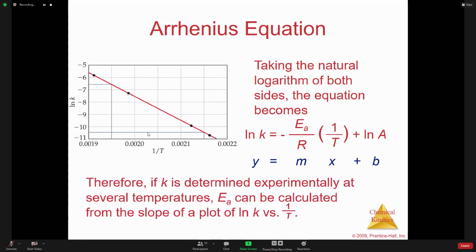So if k is determined experimentally at different temperatures, your activation energy can be figured out by getting the slope of the natural log of all those ks and 1 over temperature in Kelvin. Sorry, I know I'm out of time. Let me just show you the homework and remind you of a couple of things about the lab.